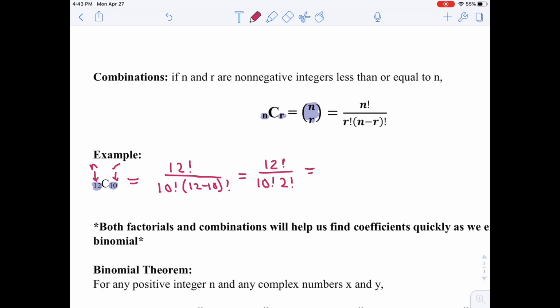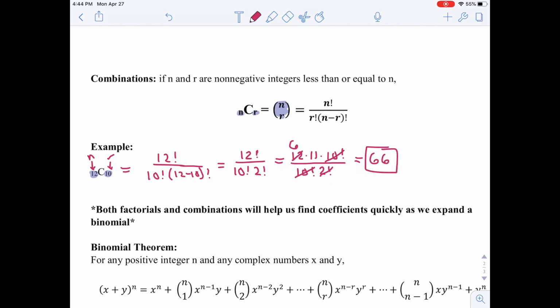And you might be sitting there, well, I got to do 12 times 11 times 10, all that. Well, think about this. That top part is really 12 times 11 times 10 factorial. So we actually get those to cancel out for us. And if you think about this 2 times 1, that's just 2. So that can cancel out with a 12, make the 12 become a 6. And we end up with just 66. So what that means is we actually have 66 different combinations if we pick 10 items from a group of 12.